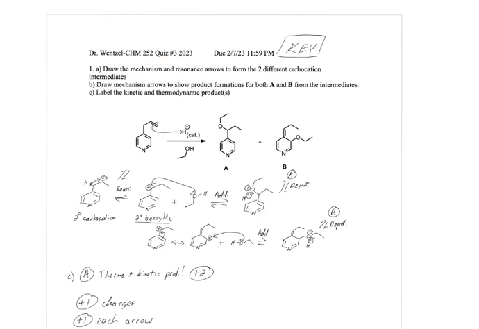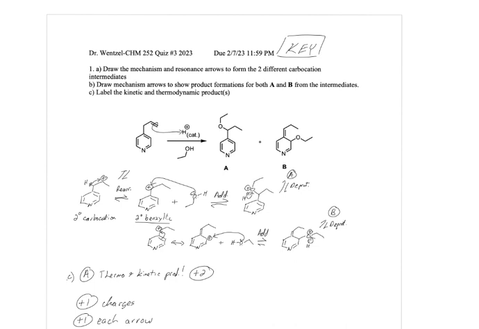Quiz 3. Draw the mechanism and resonance arrows to form two different carbocation intermediates. Draw mechanism arrows to show product formations for both A and B from the intermediates, and then label the kinetic and thermodynamic products. So this has quite a few things.